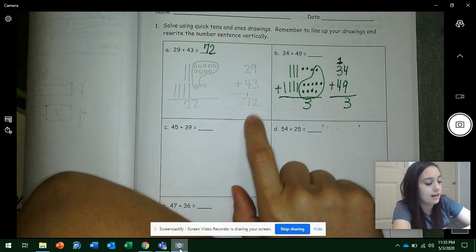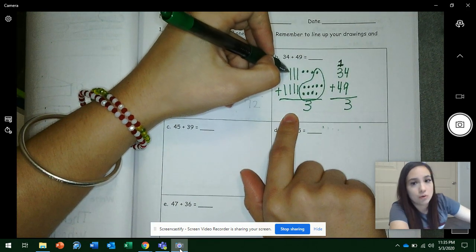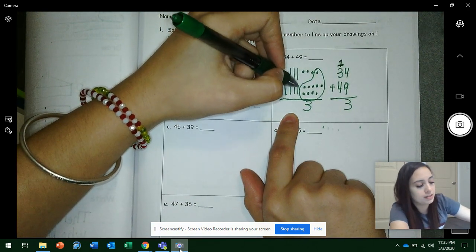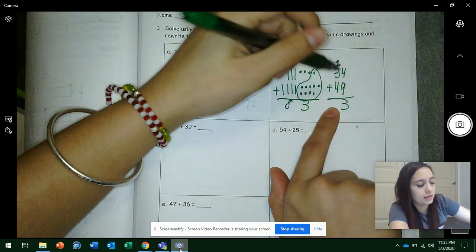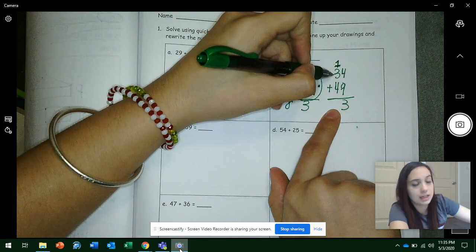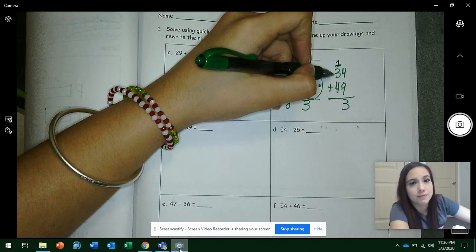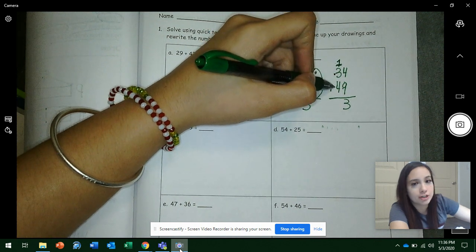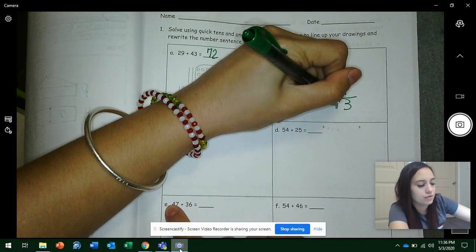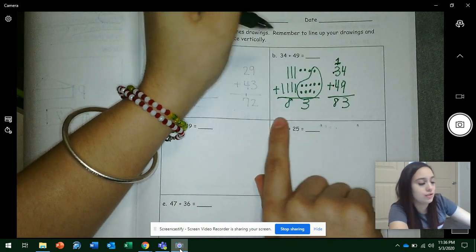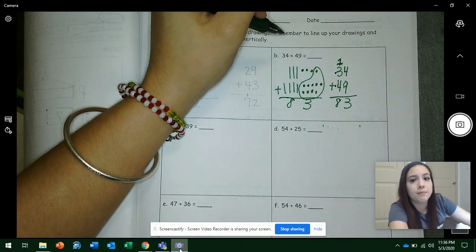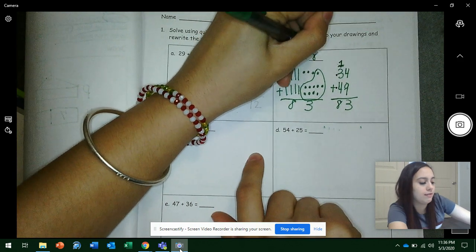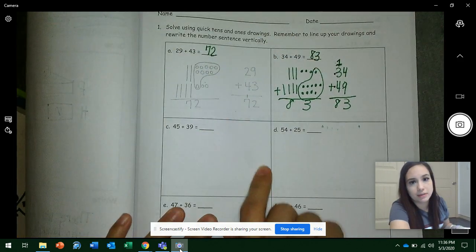Now let's add our 10s. Let's do the picture first. 1, 2, 3, 4, 5, 6, 7, 8 with our new 10s. And now let's make sure we have the same answer here. Well, 1 plus 3 is, get ready, 4, and 4 plus 4 is, get ready, 8. So do we have the same answer? Yes. So now we know that 34 plus 49 equals, get ready, 83. Very good, boys and girls. Don't forget to write your answer up at the top.